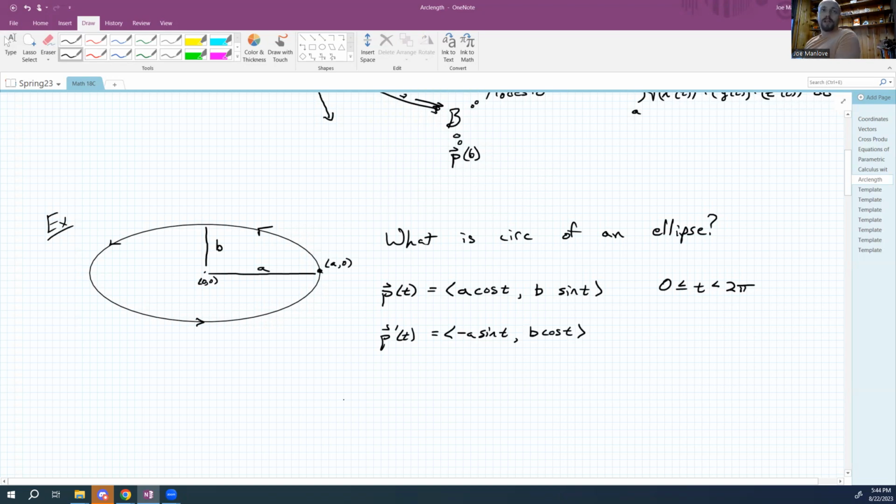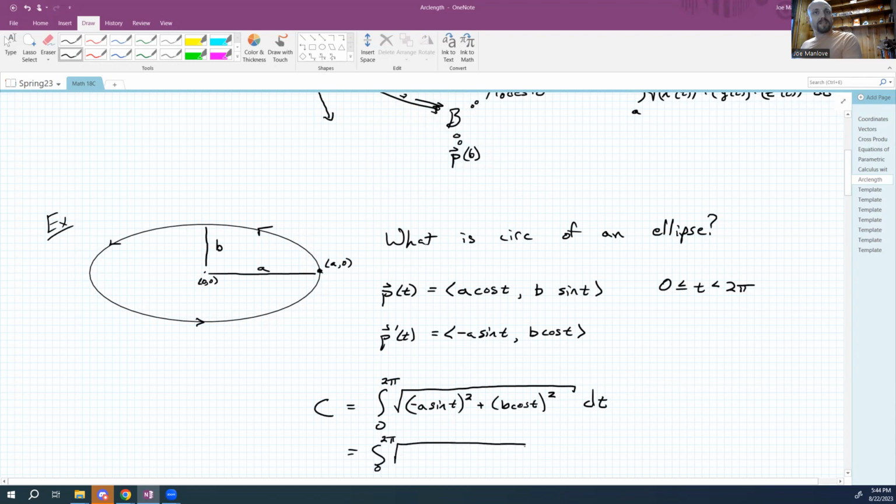And our arc length, right? C is going to be the integral from 0 to 2 pi of the square root of negative a sine t squared plus b cosine t squared dt. I'm like, oh, hey, there's a sine squared plus a cosine squared in there. Maybe this is going to be easy. And the answer is no.